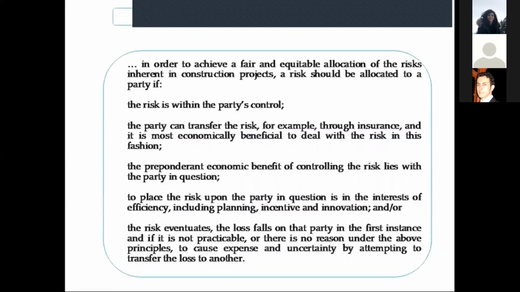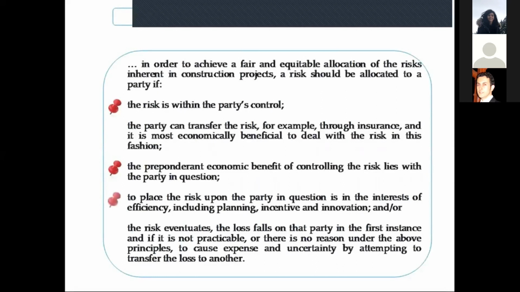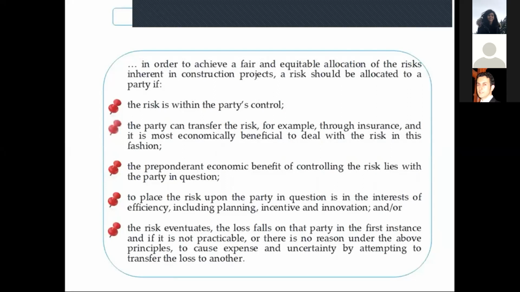In order to achieve a fair and equitable allocation of risks in inherent construction projects, a risk should be allocated to a party if the risk is within the party's control, the party can transfer the risk, or the predominant economic benefit of controlling the risk lies with the party in question, in the interests of efficiency, including planning, incentive, and innovation, and if the risk eventuates, the loss falls on that party in the first instance, and if it's not practicable or there is no reason under the above principles to cause expense and uncertainty by attempting to transfer the loss to another.